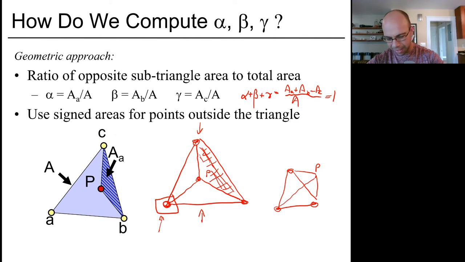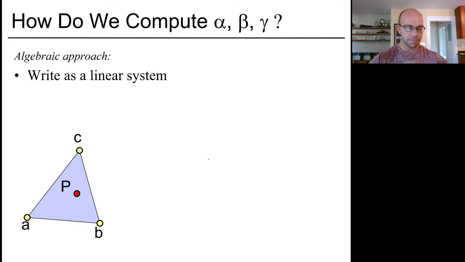Notice, for example, if I take this point and I move it toward the corner, this opposite triangle dominates and the ratio reaches one, which is sort of what you would expect for barycentric coordinates. Now, in practice, these formulas are not super useful, or they can be, but not in our particular context. So instead, we're going to use a different approach. And that's algebraic. We're going to write a linear system of equations.